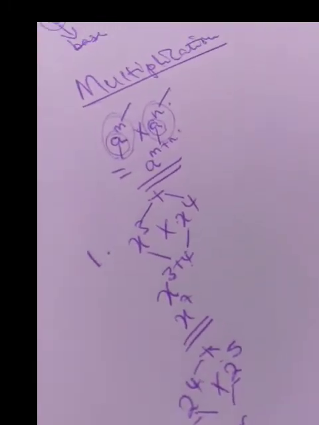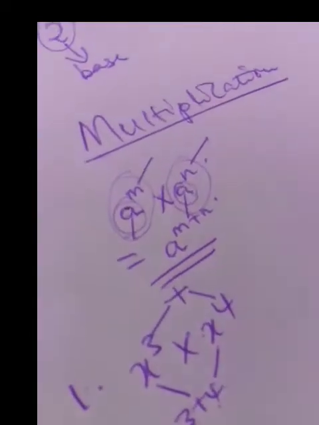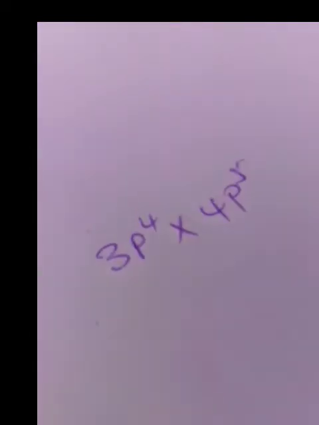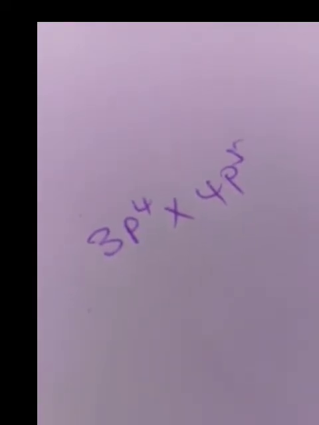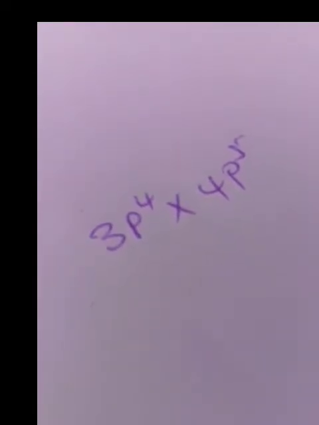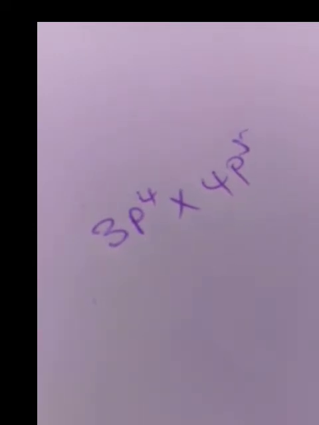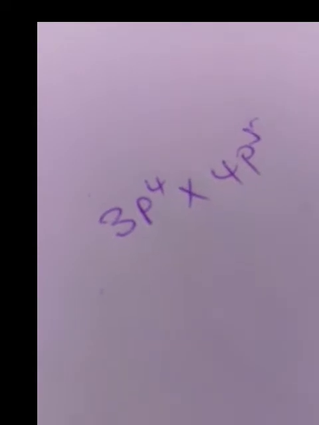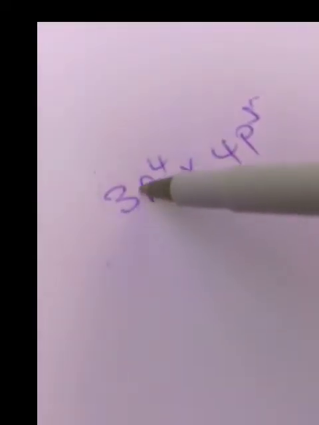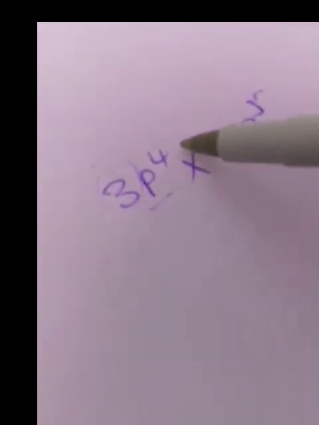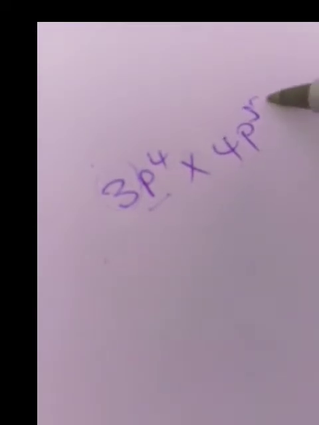Let's look at the third question. So this is our third question for our multiplication rule in indices. As you see, this question is a little bit different from the questions we were solving previously. What we have to do here is, as we see, we have a 3, a base, a power, and a 4, a base, a power.